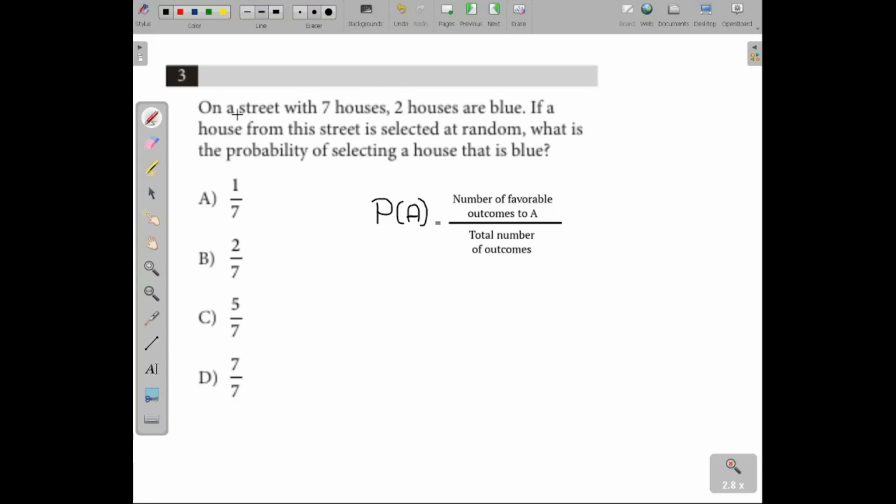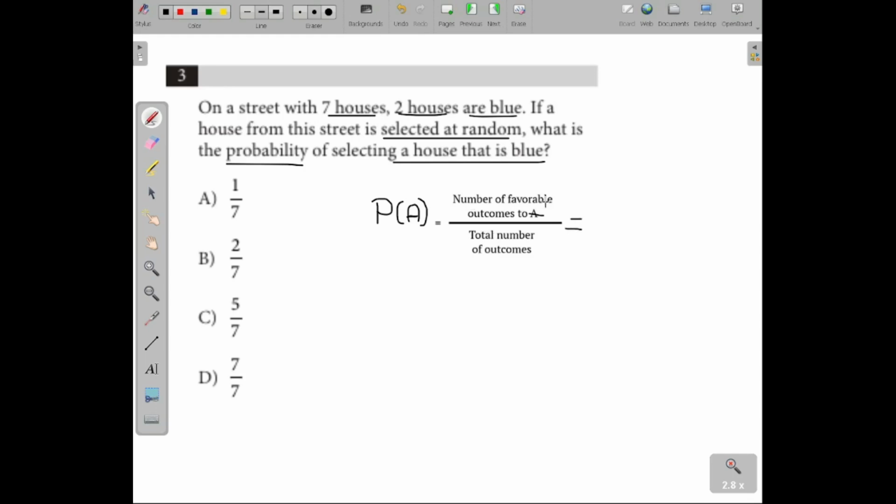Number 3. On a street with 7 houses, 2 houses are blue. If a house from this street is selected at random, what is the probability of selecting a house that is blue? So we need to use this probability formula, and we need to find the number of favorable outcomes, in this case blue, and the total number of outcomes, so the total houses.